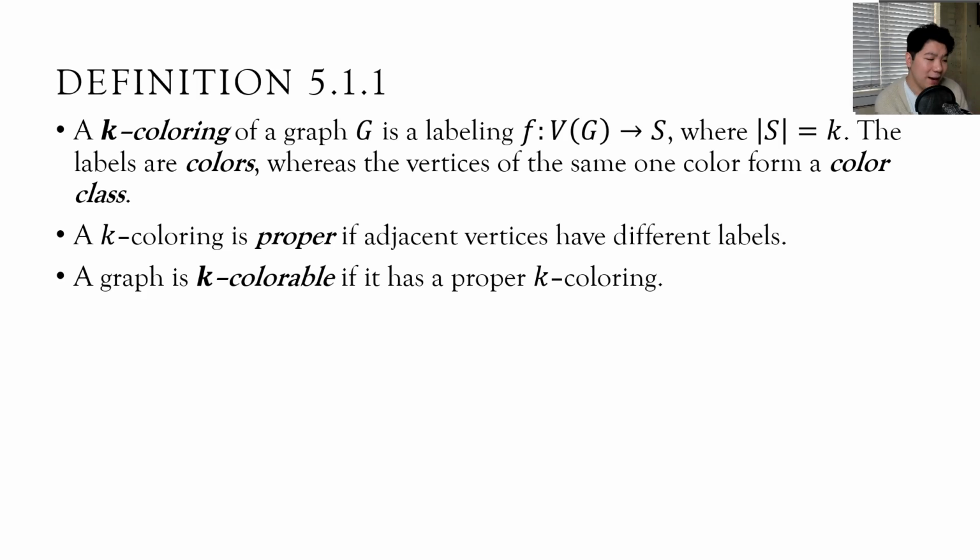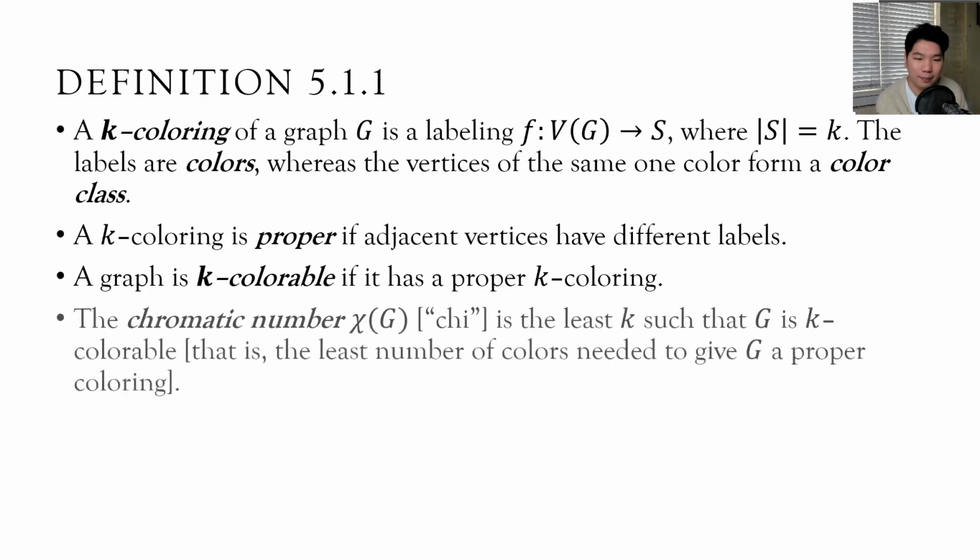So what happens if I am K colorable? Well, the chromatic number chi of G, or just chi, is the smallest value of K such that G is K colorable. In other words, the least number of colors that you need to give G a proper coloring.